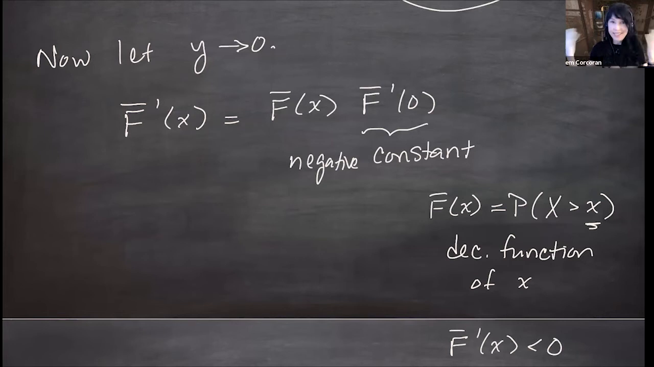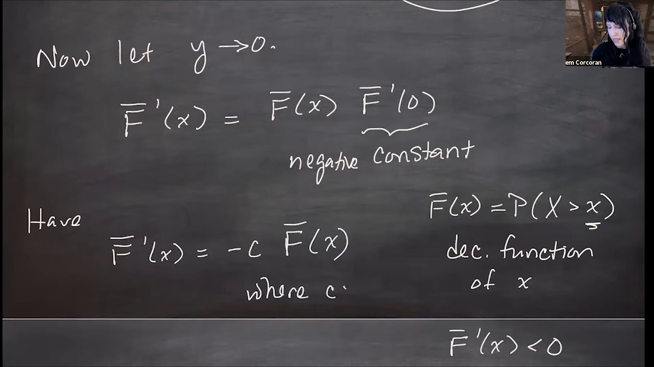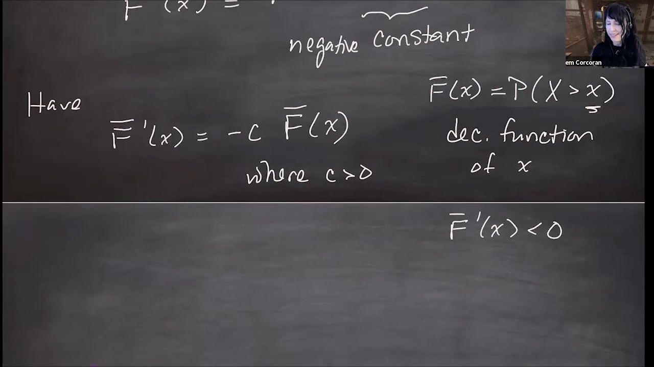So I could call it, say, C, where C is negative, but this is going to look cooler if I call it negative C, where C is positive. So we have F bar prime of x equals negative C F bar x, where C is some constant greater than 0. Now everyone's in on the joke. I'm trying to find this PDF and say, hey, this must be an exponential distribution.